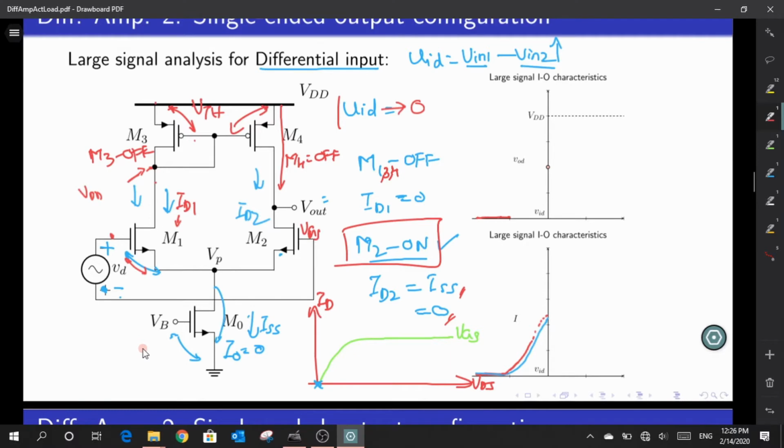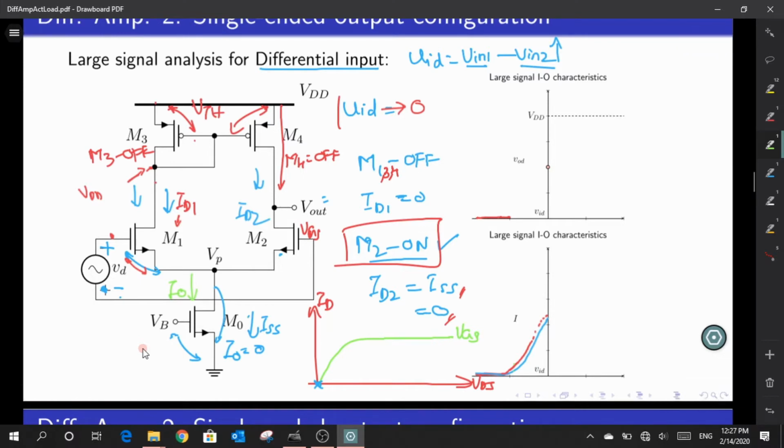Okay, and at a particular point where I have my VID equal to 0, what is the current drawn by this M0? It would be equal to ISS, because ISS by 2 is coming here, ISS by 2 is coming here, and they add up together over here to create the total value of ISS. So now let me try to draw the current of this M0 with a green color. Now what happens is that as I move, these two current values are being added up.